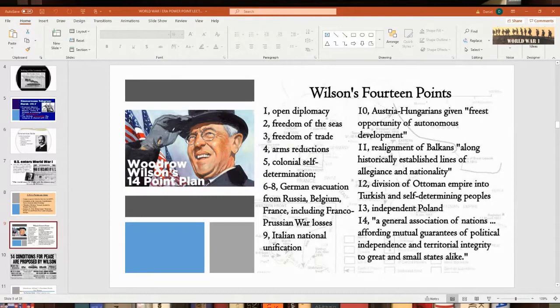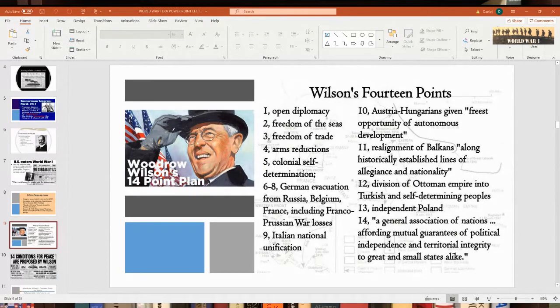Six through eight were German evacuation from Russia, Belgium, and France. I think the French got Alsace-Lorraine back and all that, and so on. Nine, Italian national unification, where all of Italy was unified. It was already kind of unified, but I think he wanted all of Italy to be unified.